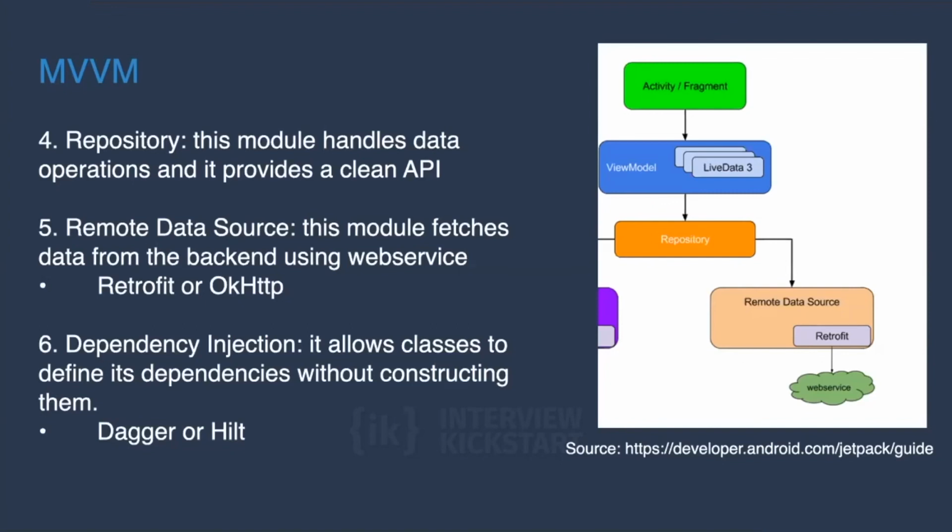Also, another thing I mentioned here is dependency injection. The repository class needs an instance of the web service to fetch the user's data. It could simply create the instance, but to do that, it also needs to know the dependencies of the web service class. So for that reason, it's better to have your own dependency injection library there. Dependency injection allows classes to define their dependencies without constructing them. At runtime, another class is responsible for providing these dependencies. So you can use Dagger or Hilt, one of the dependency injection libraries for this purpose.